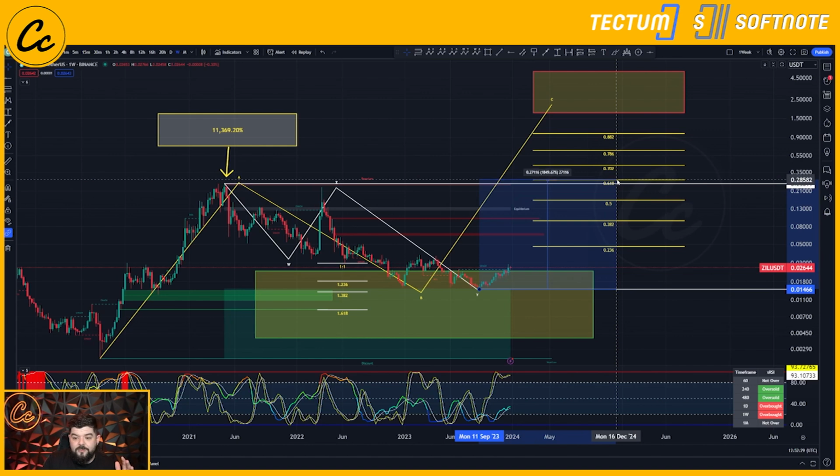But we want to talk about the potentials, the realistic potentials. It's going to be incredibly hard to retest that all-time high and break through it. But if it does, then that's when I think the price action of BEW will really grow some legs. But guys, I'll leave that one there for today.